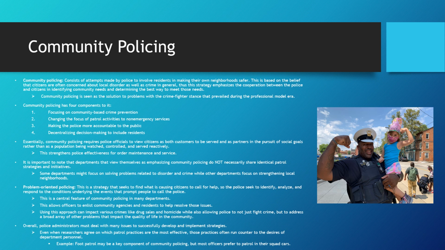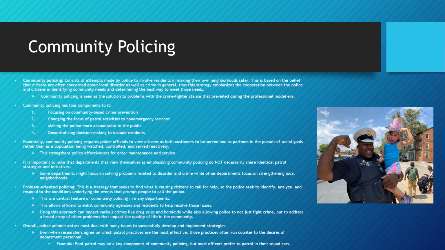1. Focusing on community-based crime prevention. 2. Changing the focus of patrol activities to non-emergency services. 3. Making the police more accountable to the public. And 4. Decentralizing decision-making to include residents.